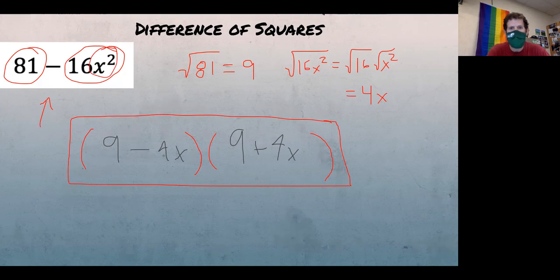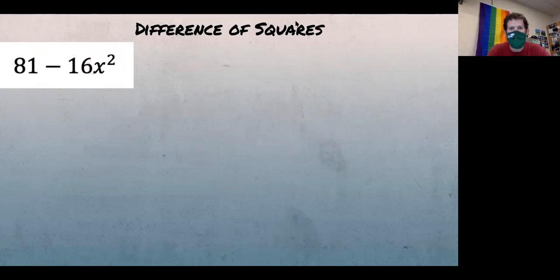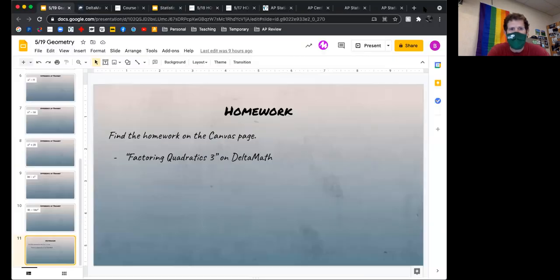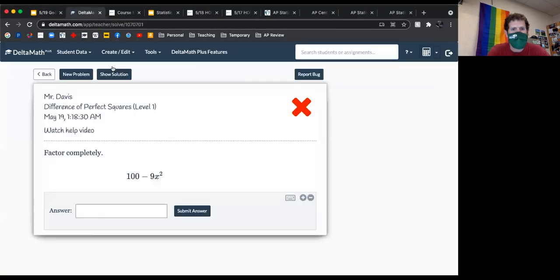Okay, so with this, let me go ahead and clear. And you do have a new factoring quadratics 3 on Delta Math. Let me just show you real quick what that looks like. It's going to be a difference of perfect, well, they say difference of perfect squares here. And you'll see examples. And this is one that was very similar to what we just did.